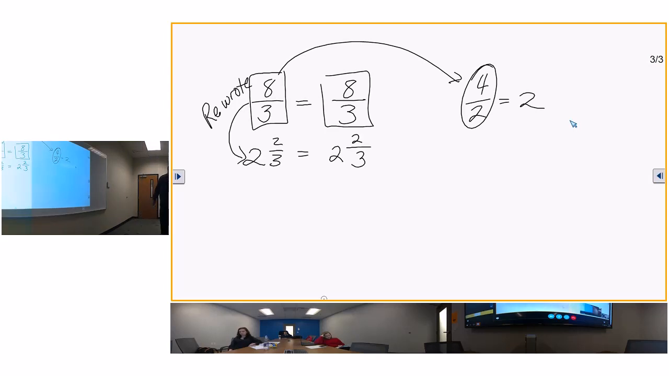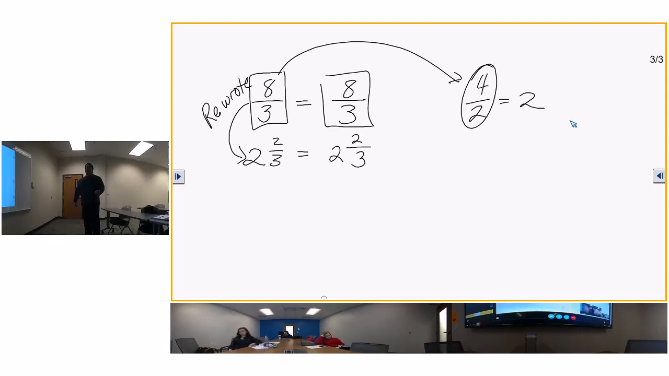So, do not write as a mixed number unless 2 conditions are met. 1, the directions tell you to, like on a test. Or 2, the word problem is asking for how many feet, how many pounds, how many miles. It's asking for some unit of measurement.